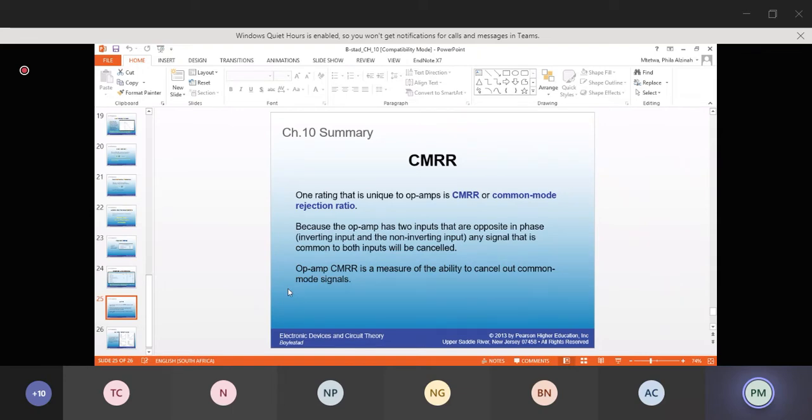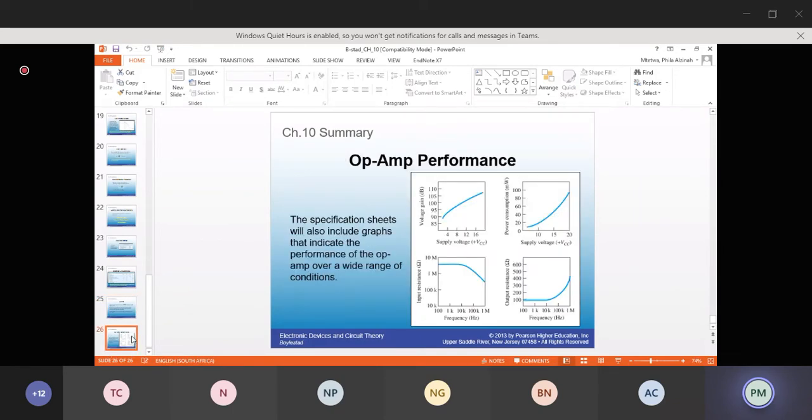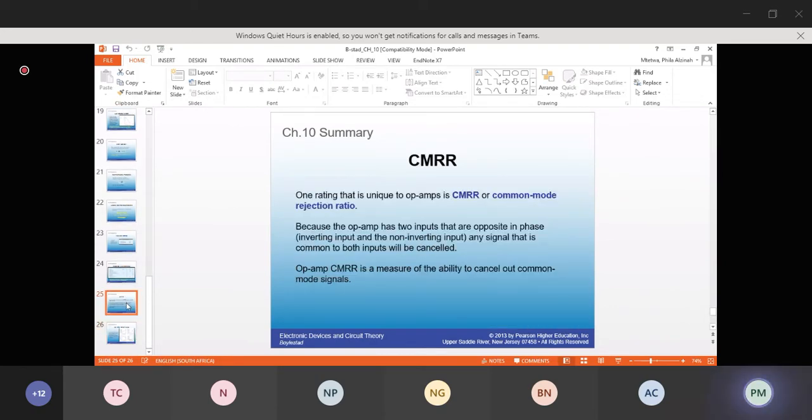Like for instance, the common mode signal is noise. Noise can be imposed by the components itself, can be imposed by wires. So in both those inputs, whether inverting or non-inverting, noise is common. So the ability of the amplifier to reject the unwanted signal, which is noise, is what we call common mode rejection ratio. How efficient is your amplifier in rejecting that unwanted signal, which is noise?